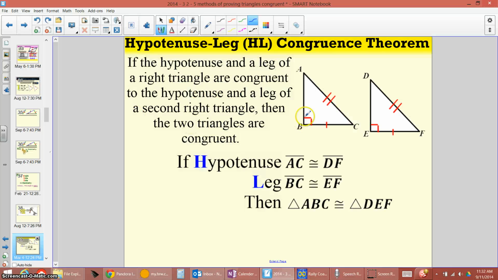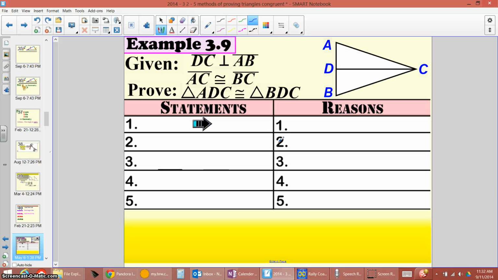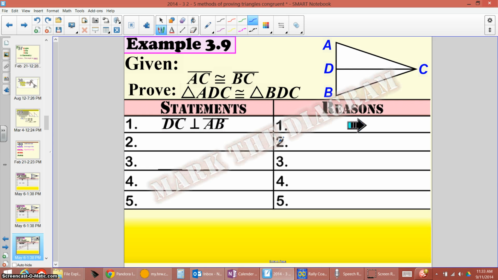All right, so I have a 90-degree angle. That's an angle. Here's a side congruent, side congruent, side congruent, side congruent. But I don't call it angle, side, side. I call it hypotenuse leg. Remember, hypotenuse is a long word for the long side of a triangle, and the legs of a right triangle are the shorter sides. So if I have a 90-degree angle and a side and the hypotenuse, then I have congruent right triangles. So right here, I give you an example. Oh, here we go. DC is perpendicular to AB. That goes in the first statement, and I say it's given.